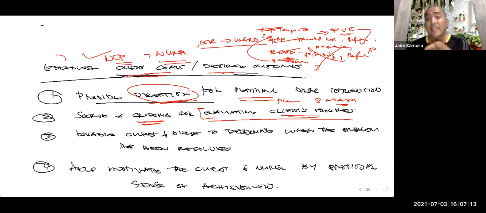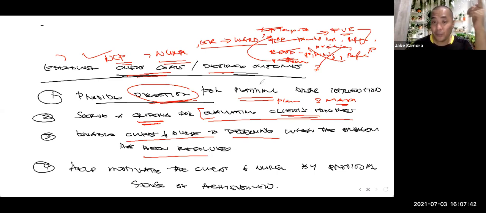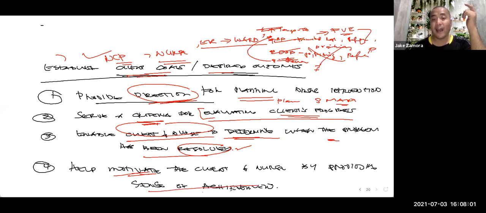If you have a properly written goal, it enables the client and the nurse to determine when the problem has been resolved. Kasi diba, when you make a plan of care, you should actually discuss it with your client, kasi your client should be part of your plan of care kasi client will be the one to deliver it. So when you do this properly, the client and the nurse will be able to determine whether the problem has been resolved or not. At pag na-resolve yan, it will give them a motivation because of the sense of achievement, okay? Nakukuha yan. Is it clear?